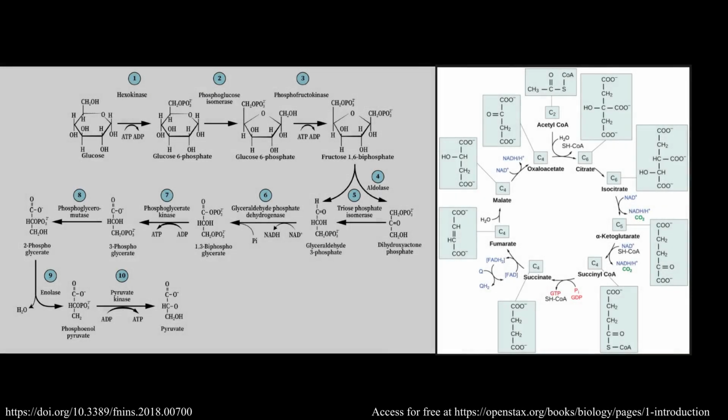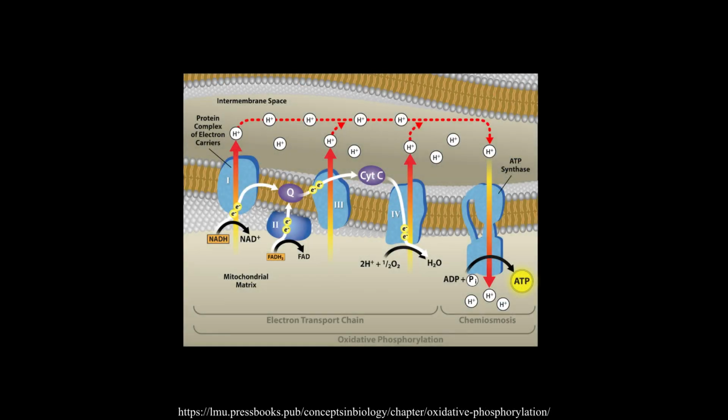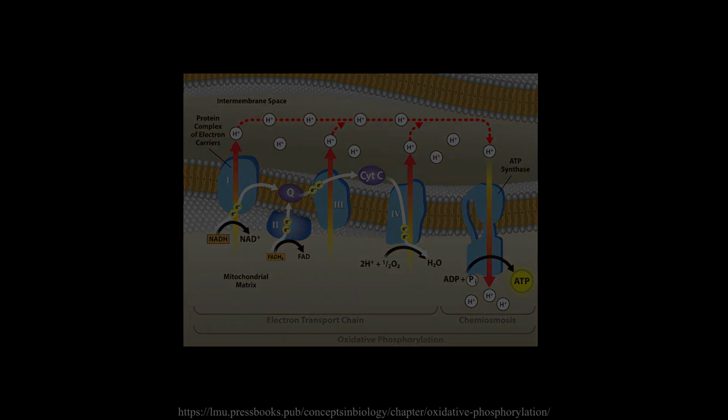So in this video, which is part 1 of 3 dedicated to how cells make energy, I'll talk about glycolysis and the Krebs cycle, which is where molecules required to generate energy are made. The manner in which these molecules are used to actually make energy will be covered in the next video on oxidative phosphorylation.